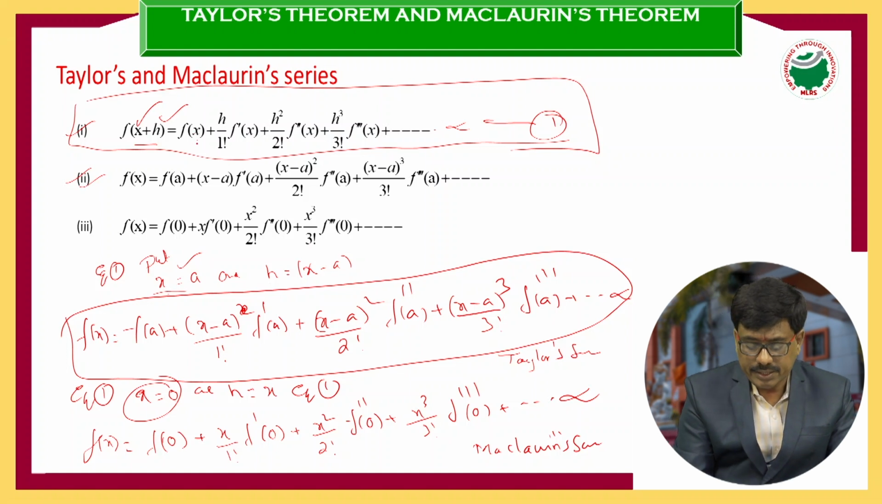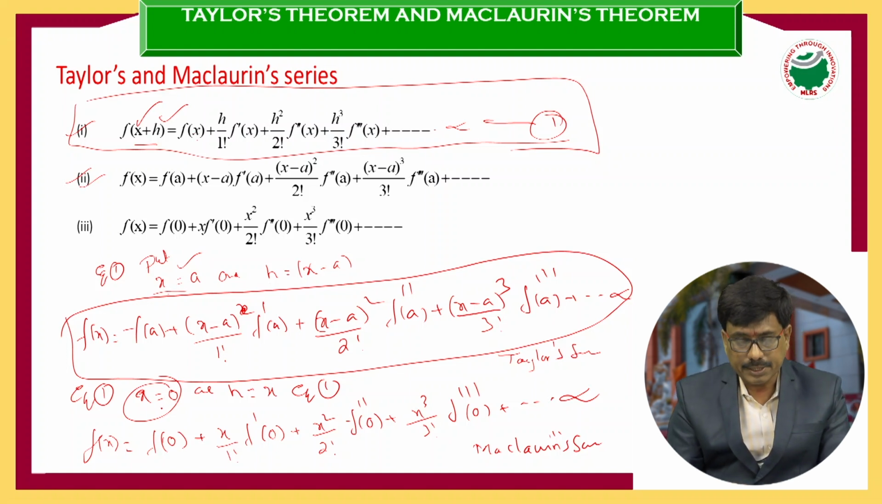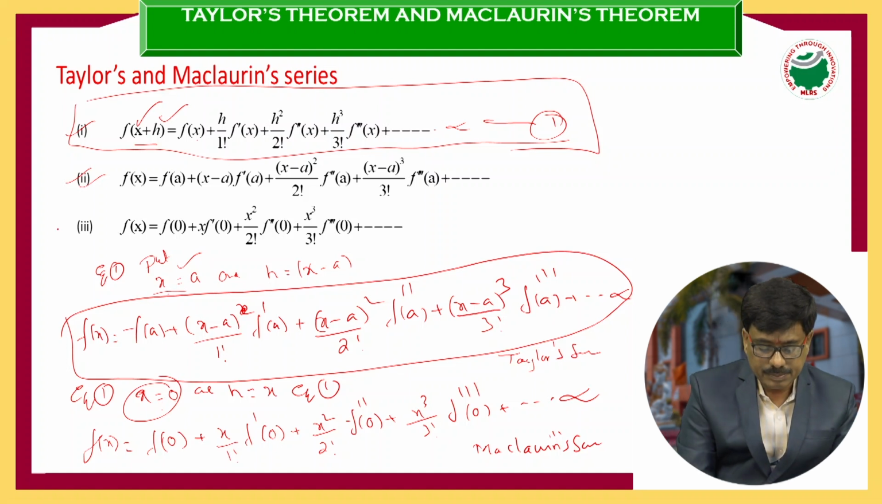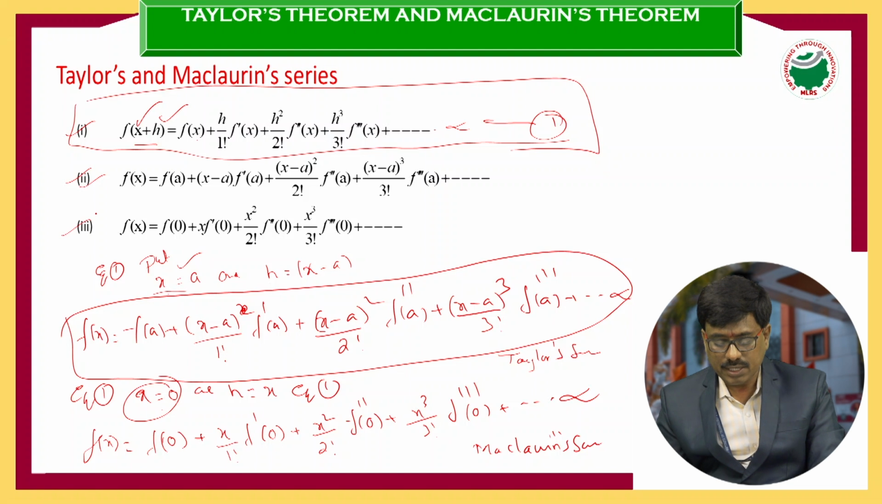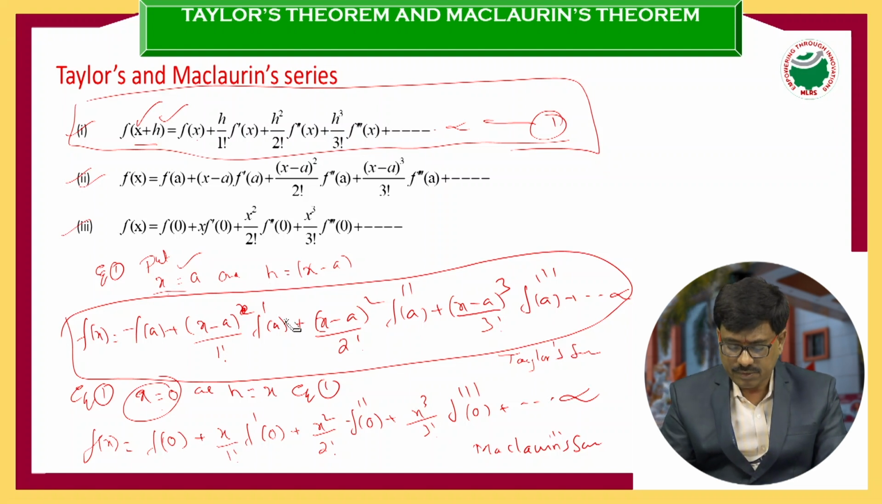Similarly, in equation 1, I substituted the particular point x equal to 0 and h is replaced by x, and this becomes the Maclaurin series. Now you are clear about the Taylor series as well as the Maclaurin series for these functions.